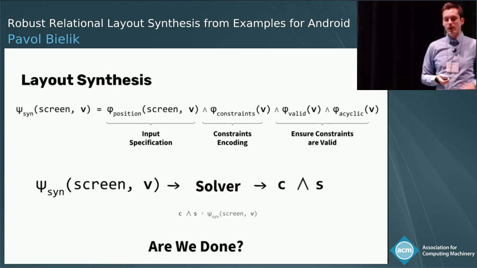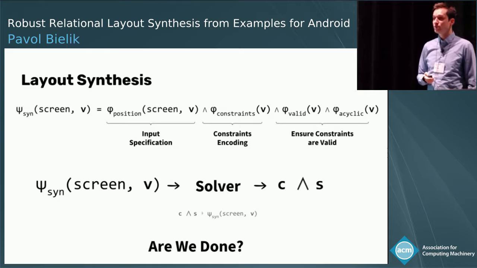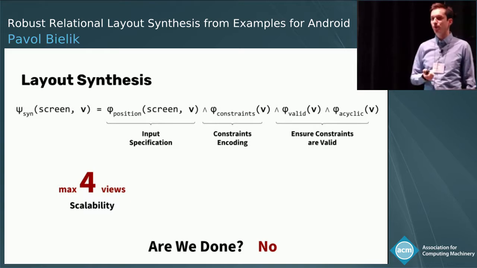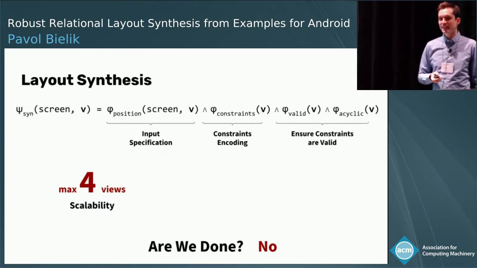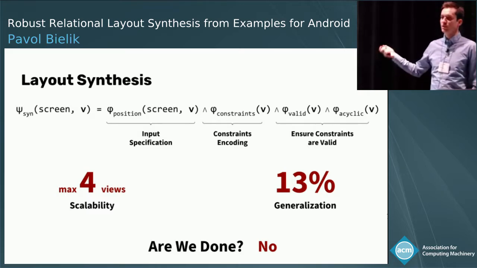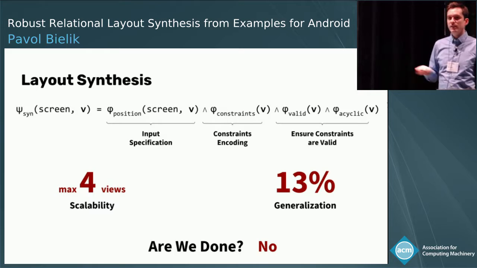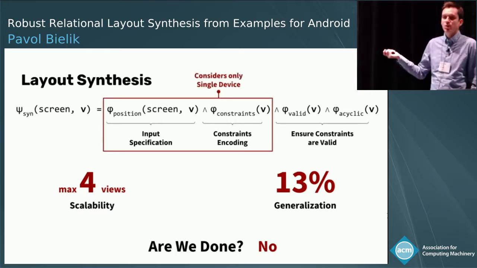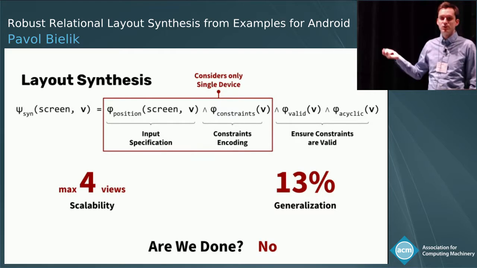Now the question is, well, are we really done? And the answer, unfortunately, is no. And the reason is that if you do this, it doesn't scale. So it works for up to 4 views, which is not really useful for the developers. And it actually doesn't generalize very well. So the layouts we synthesize work on the device. I mean, they satisfy the input specification, but they don't generalize to other devices. And this is not surprising because nowhere in this formulation do we talk about other devices. So why should they generalize?